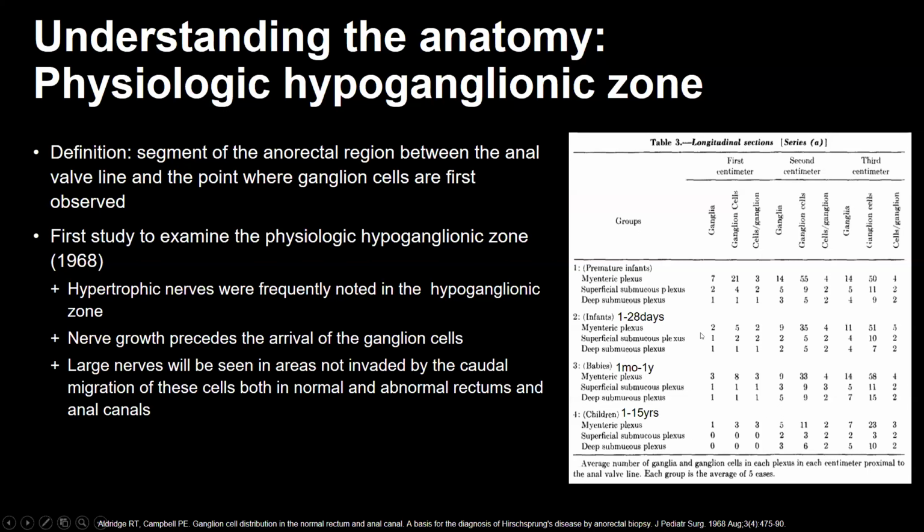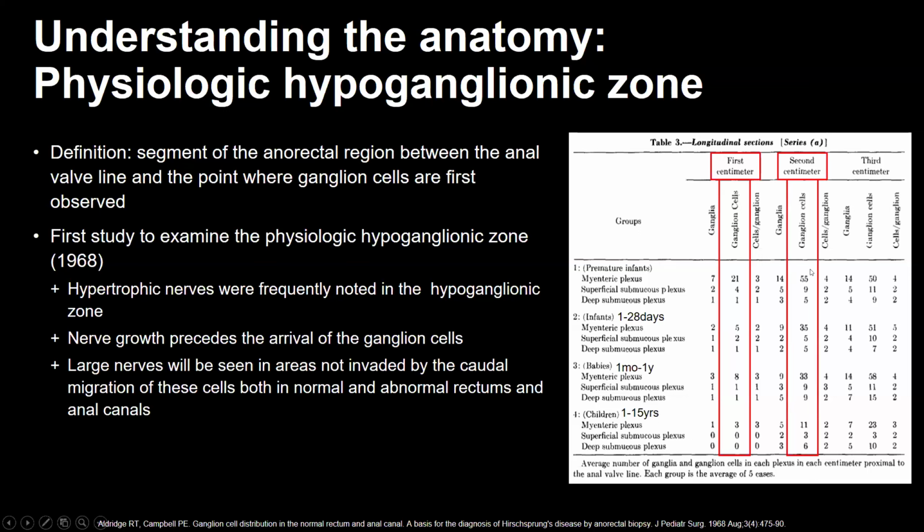And I'll just show you in the first centimeter, they looked at ganglion cells, and how many cells per ganglion, but I will just bring your attention to the ganglion cells. And in the first centimeter, you can see that in the myenteric plexus overall, there were far more ganglion cells in general compared to the submucous plexus in all 4 categories of patient.